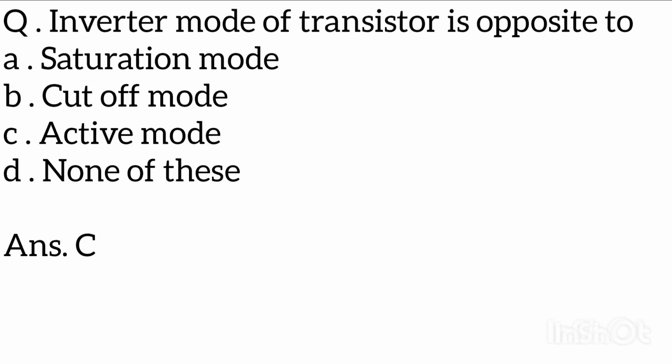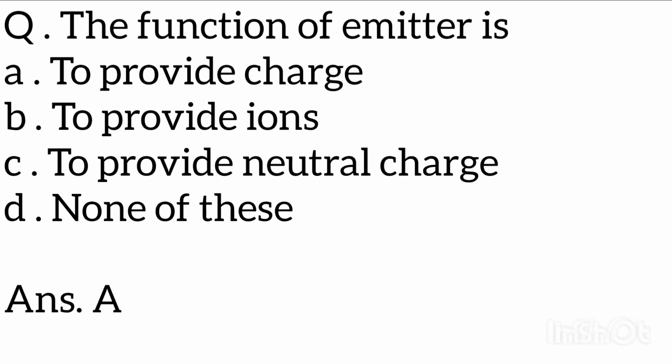Next question. Inverse mode of transistor is opposite to option A saturation mode, option B cutoff mode, option C active mode, option D none of these. So the answer of this question is option C, active mode. Next question. The function of emitter is option A to provide charge, option B to provide ions, option C to provide neutral charge, option D none of these. So the answer of this question is option A, to provide charge.